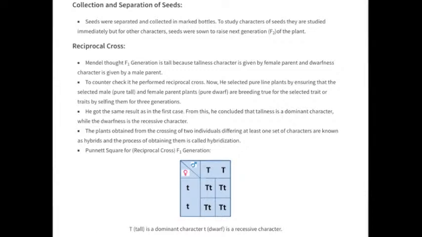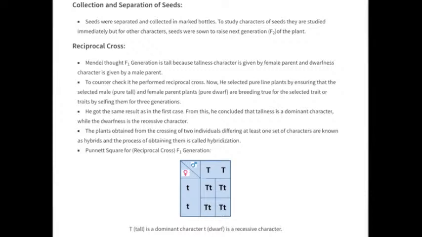So then seeds are separated and collected in marked bottles to study the characteristics of these seeds immediately. But for other characters, seeds are sown to grow into the next generation of plants. So a reciprocal cross is done. Mendel thought the F1 generation is tall because of the tallness character that he brought from the female parent, and the dwarfness character is given by the male parent.